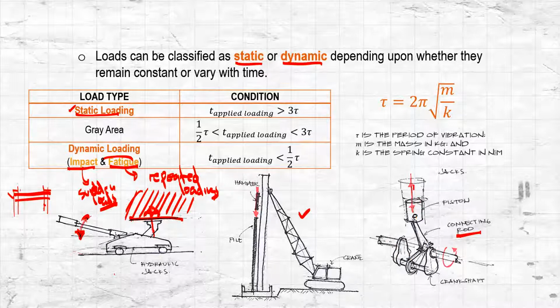So recall that this piston undergoes a linear motion, so it goes up and goes down, and this crankshaft converts this linear motion into a rotational motion. Okay, so you would notice that this connecting rod is being subjected to loading once it goes up or once it goes down.